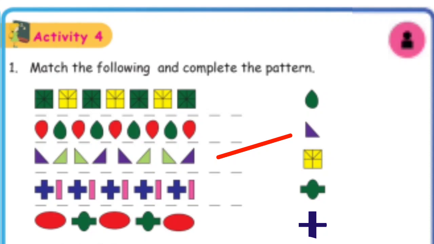Fourth one. Plus standing line, plus standing line, plus standing line, plus standing line, plus standing line, then plus. Next. Red, green, red after? Yes, green. Superb, we finished.